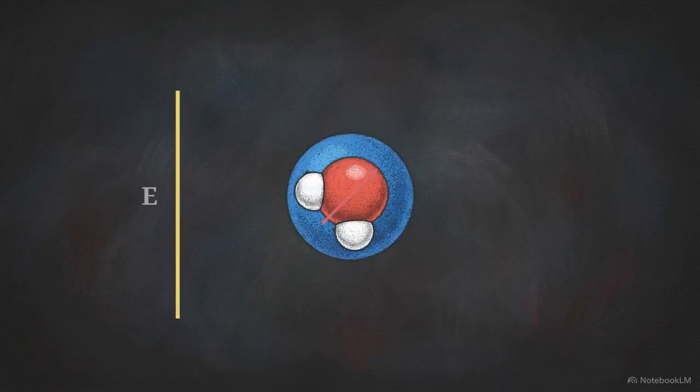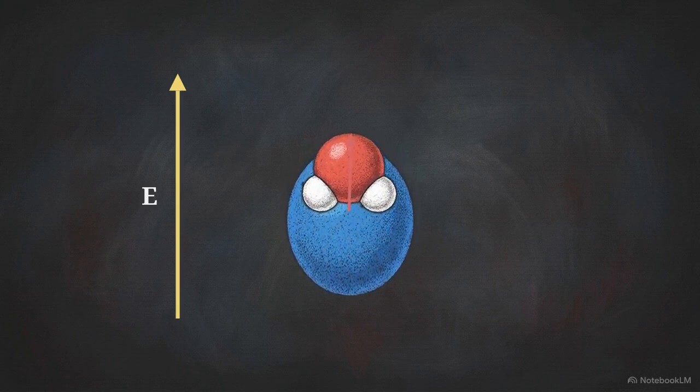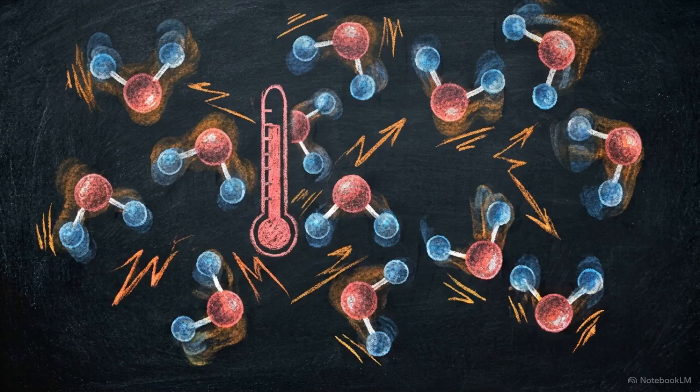When the field is applied, water undergoes electronic polarization, but it also experiences orientational polarization. The entire molecule must physically rotate to align its permanent dipole with the external vector. Because orientational polarization requires moving actual physical mass, it carries a distinct vulnerability: temperature.